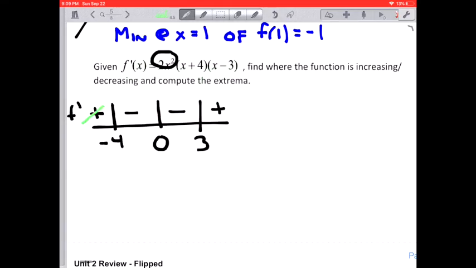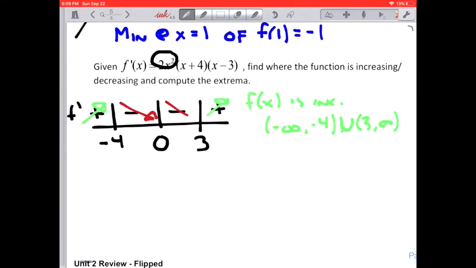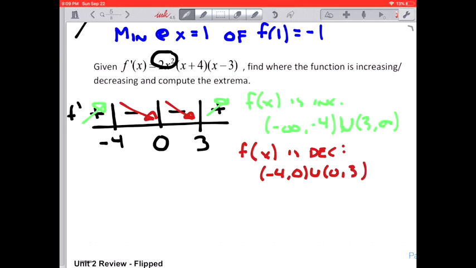So where is this thing going up? f of x is increasing from negative infinity to negative 4, union 3 to infinity. Where is the function decreasing? Well, it's decreasing wherever my derivative is negative. So f of x is decreasing from negative 4 to 0 and 0 to 3.